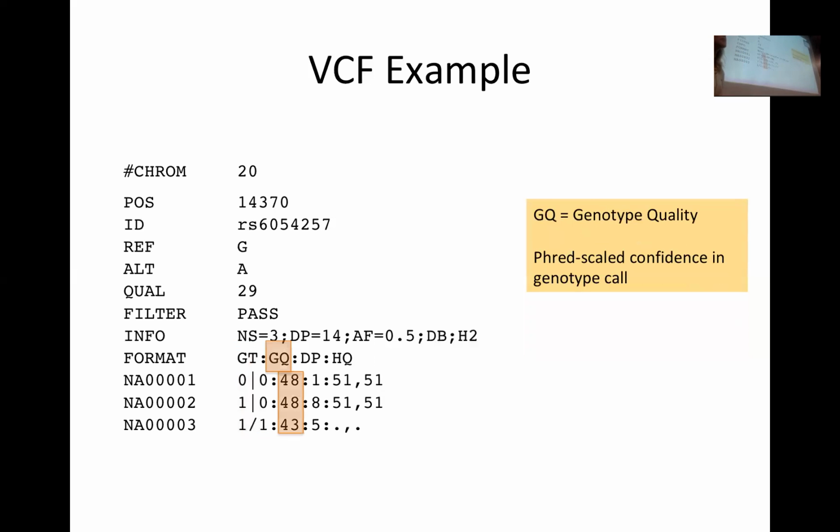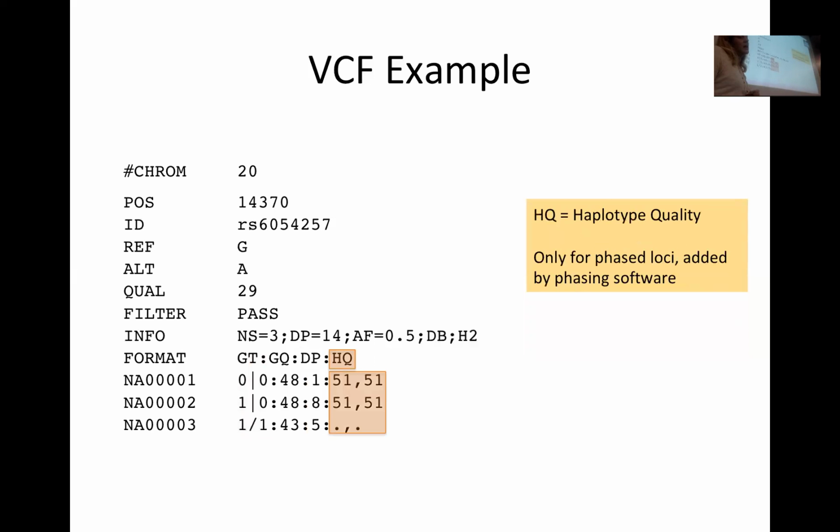The next thing is genotype quality. So in this case, it's Phred scaled in this example, and these are all very high quality, 48, 48, 43. If it was a 0 or a 2, you would think this was very low quality. The read depth is 1, 8, and 5. So this individual only had 1 read covering the space. This individual had 8 reads covering the space.